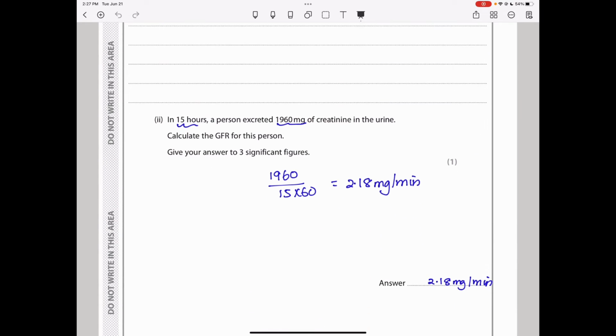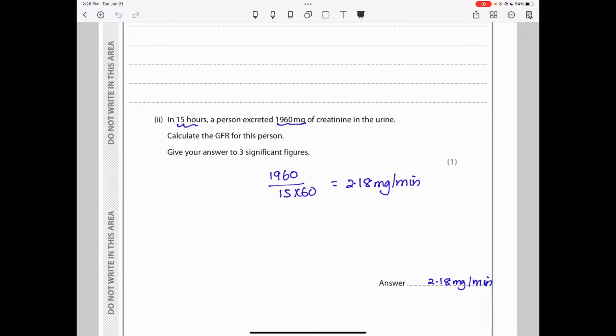The next part says, in 15 hours, a person excreted 160 milligrams of creatinine in the urine. Calculate the GFR for this person, and then give your answer to 3 significant figures. Remember the time is 15 hours, and then the amount is that. So they want us to get the value in milligrams per minute.